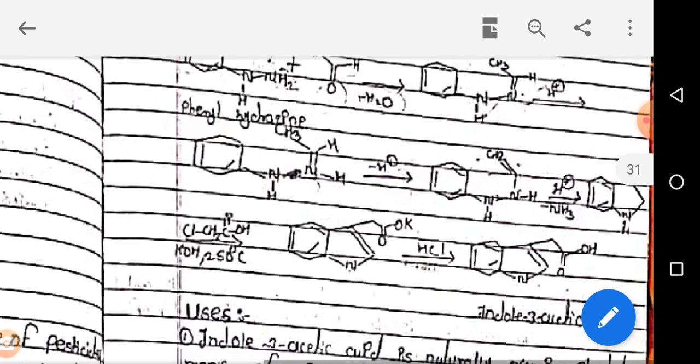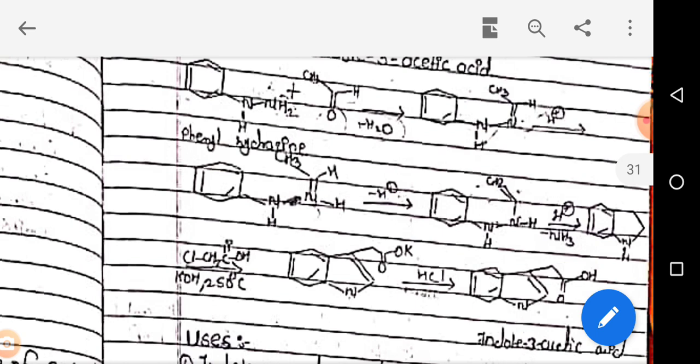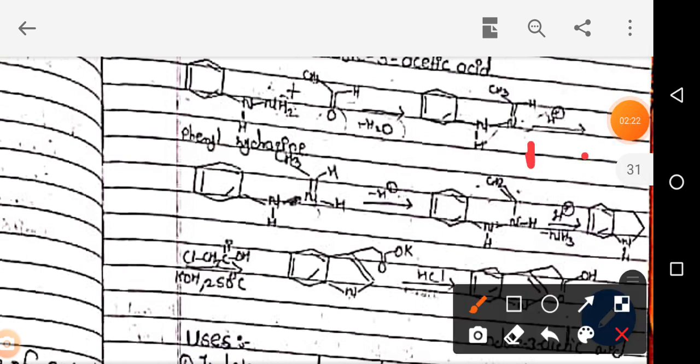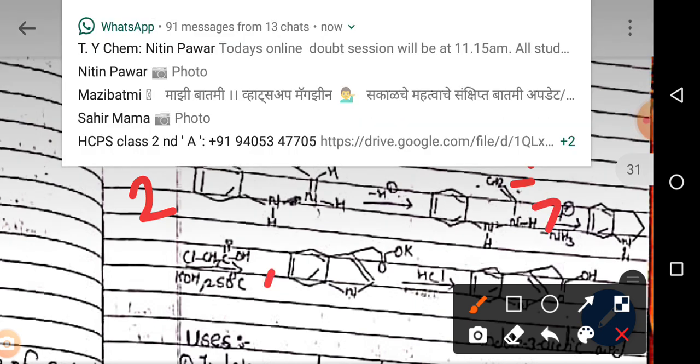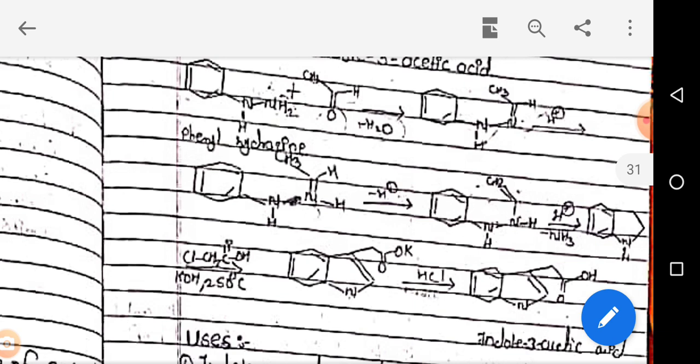To form this indole 3 acetic acid, we are passing through a number of steps: first step, second step, third step and fourth step. This is the first step, this is the second step, this is the third step and this is the fourth step. So these are the four different steps we are following. It is a simple process.